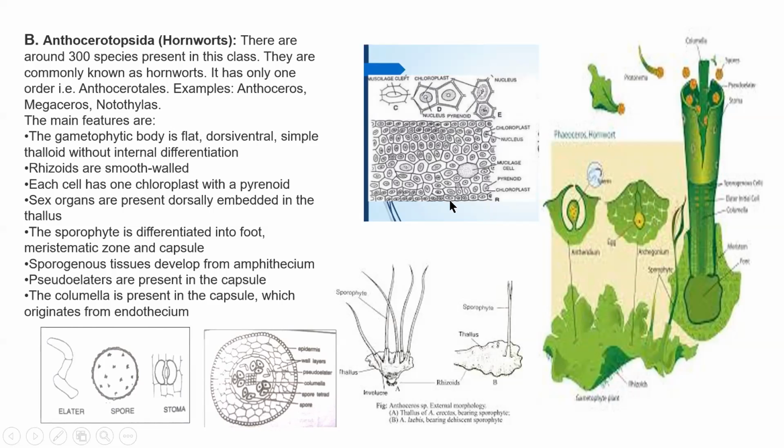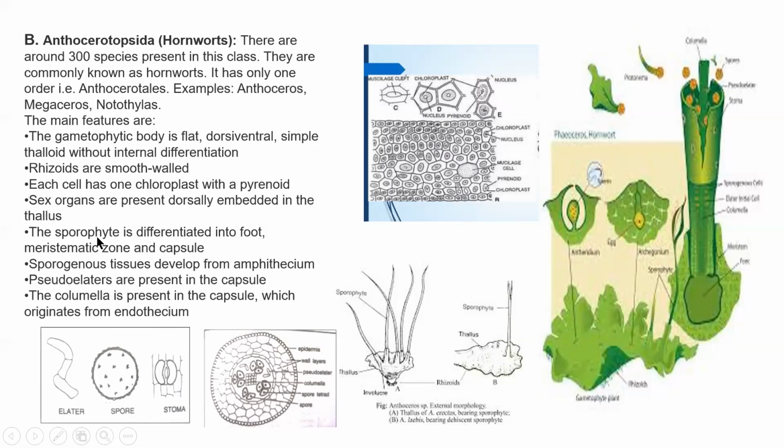You can see the internal structure of Anthoceros. You have rhizoids which are smooth walled. Each thallus will bear rhizoids, and again the sex organs are embedded dorsally, on the upper surface of the thallus, just like what you saw in liverworts. You will have the antheridium as well as the archegonium embedded in the same thallus.